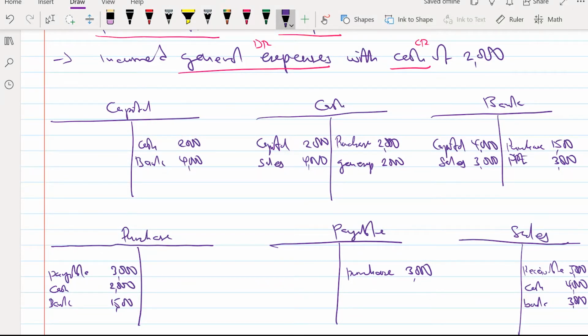Okay, so we've opened all the necessary ledgers. Now it's time to close up the accounts. So let's close up these accounts. Here we have 6,000 and 6,000. Balance CD 6,000 and BD 6,000.